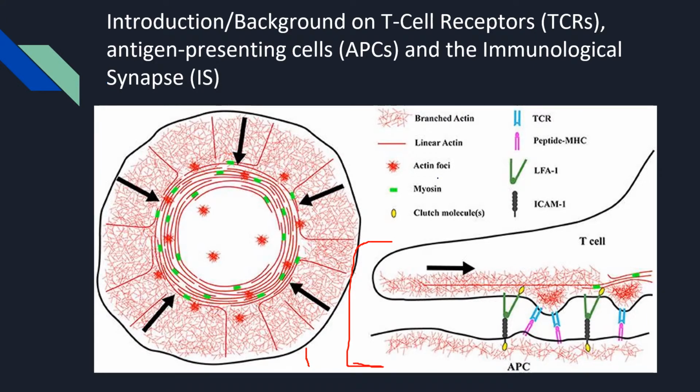In this synapse, we see actin foci forming a sea of branched actin molecules flowing towards the center of the cell. The T cell receptors, TCRs, shown in blue, are anchored in the actin foci and are interacting with the peptide MHC, shown in magenta, of the antigen-presenting cell. The peptide MHC acts as a signaling molecule that activates the TCR and induces a signal transduction event in the T cells that leads to an immunological response.